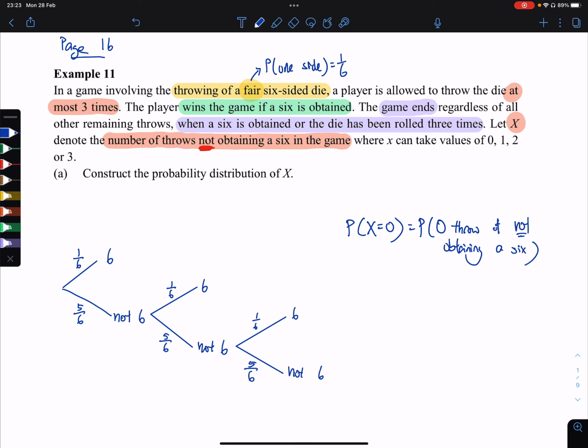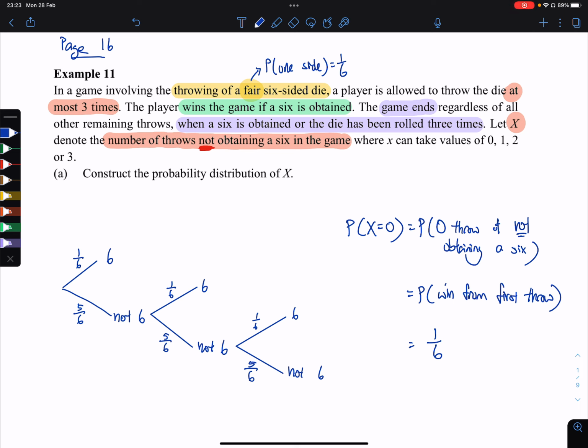And how can the game be such that I have 0 throws of not obtaining a 6? This could only happen if I win right from the first throw. That means that on the first throw, the player throws a 6, and the game stops, and hence the entire game does not have any non-6 at all. So from the tree diagram, to win from the first throw is to get a 6 on the first throw, which is simply 1/6.